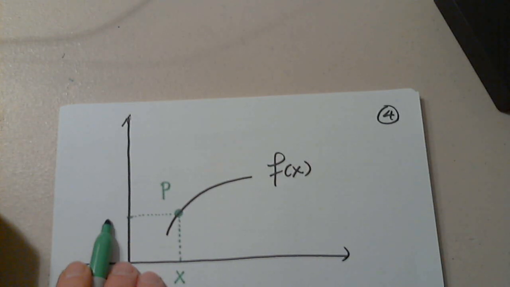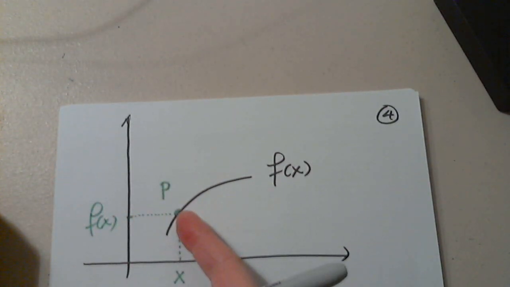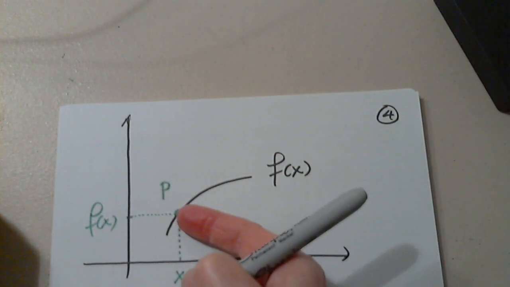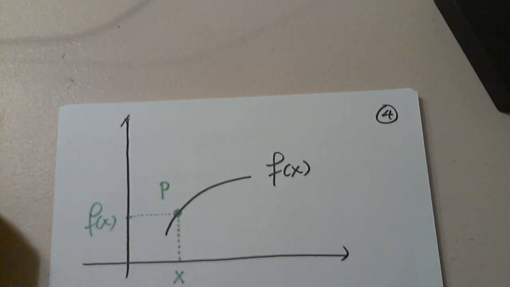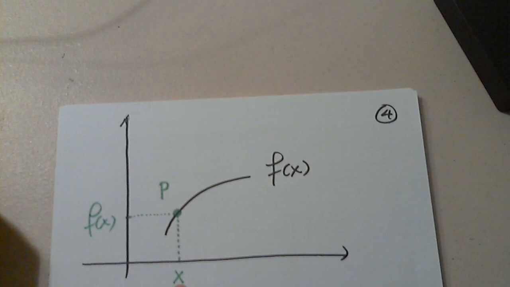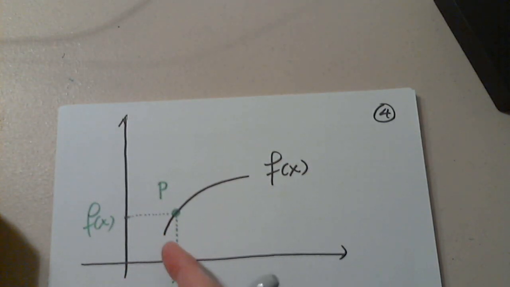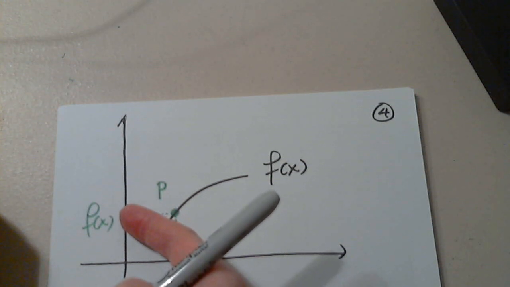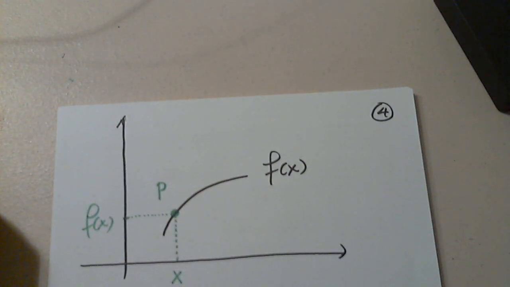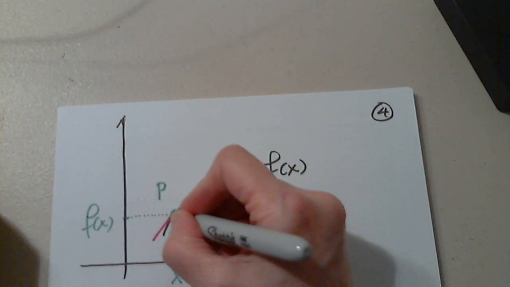Excellent. Thank you very much. If this is x, this must be f of x. If this is x1, this must be f of x1. If this is 5, this must be f of 5. If this is 10, this must be f of 10. Good, we established that. Of course, our second best friend is the tangent, right?